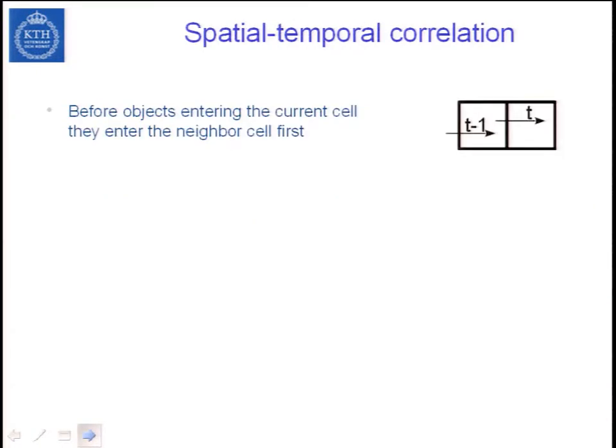We notice that objects move in a continuous manner. That means in the occupancy grid map that we are using, before the current cell becomes occupied, some of its neighbor cells will become occupied first. So we believe that this spatial-temporal correlation is key to modeling these dynamics.